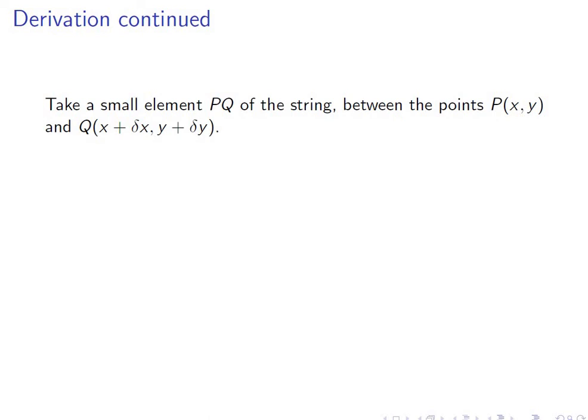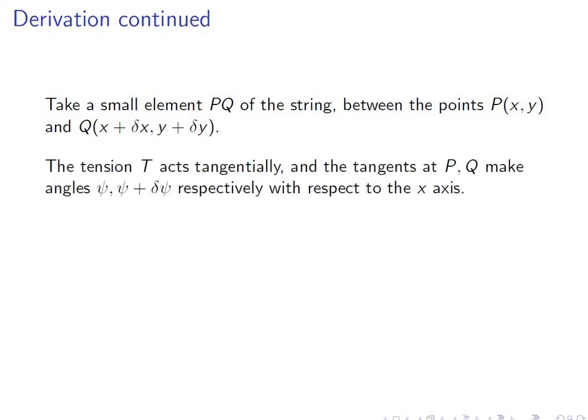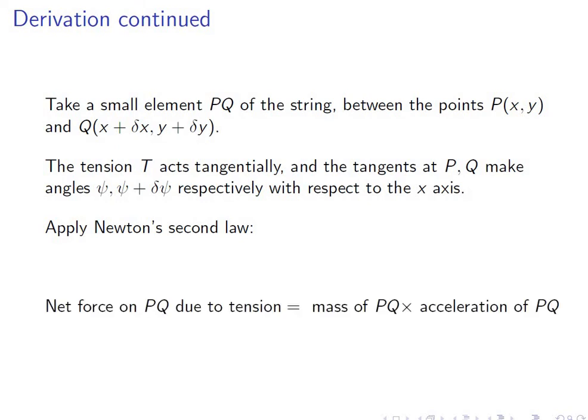Take a small element PQ of the string between the points P with coordinates (x, y) and Q with coordinates (x + Δx, y + Δy) on the string. The tension T acts tangentially, and the tangents at P and Q make angles ψ and ψ + Δψ respectively with respect to the x-axis. Apply Newton's second law. Net force on the element PQ due to tension is the mass of PQ times acceleration of PQ.